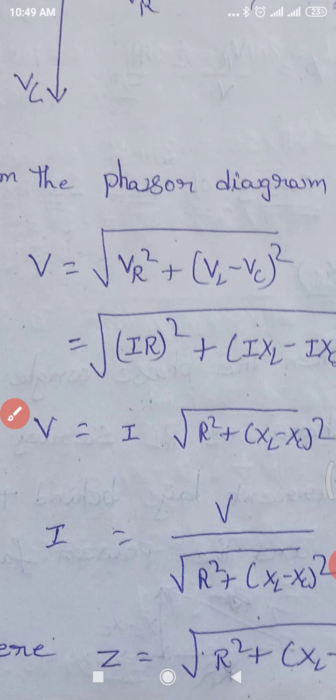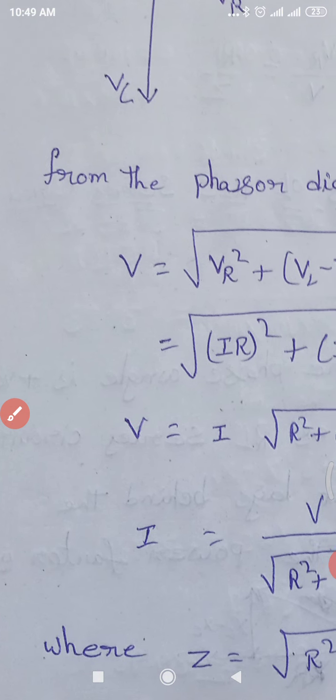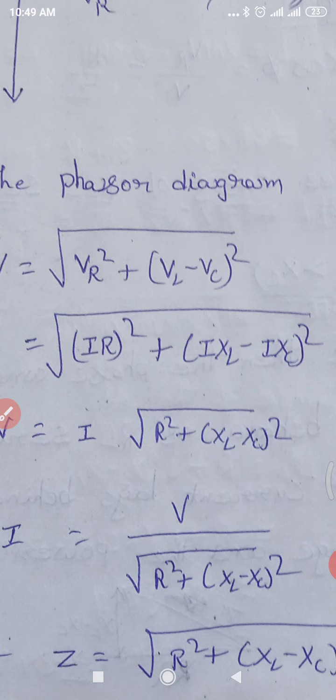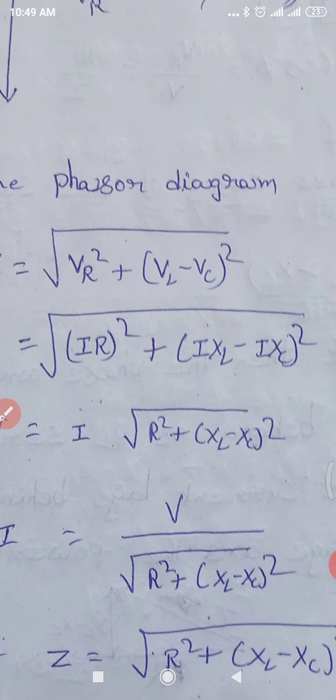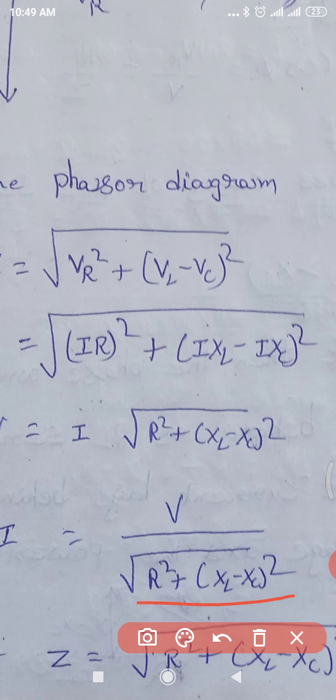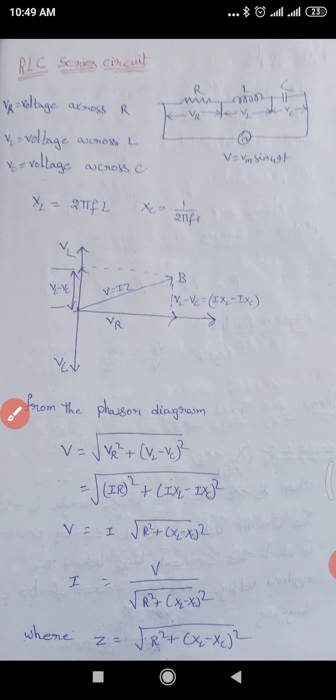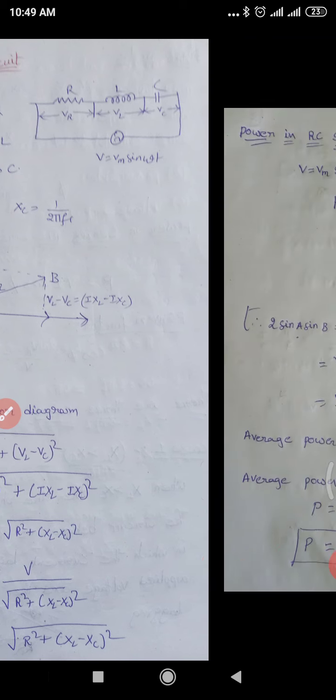From here we get I equal to V by square root of R square plus XL minus XC whole square. This is called Z, the impedance of the series RLC circuit: Z is equal to square root of R square plus XL minus XC whole square. So this is the impedance value of the total RLC circuit. This is about the current.